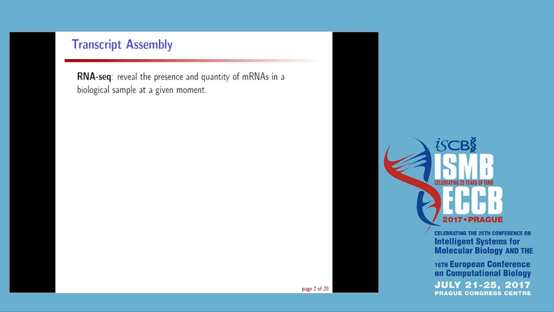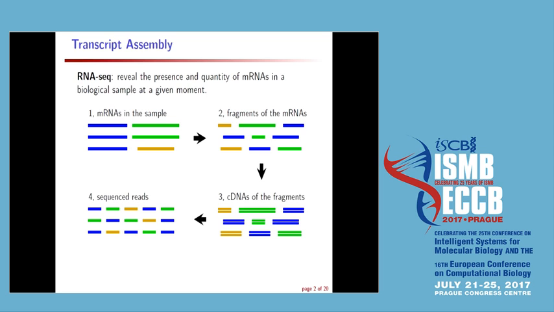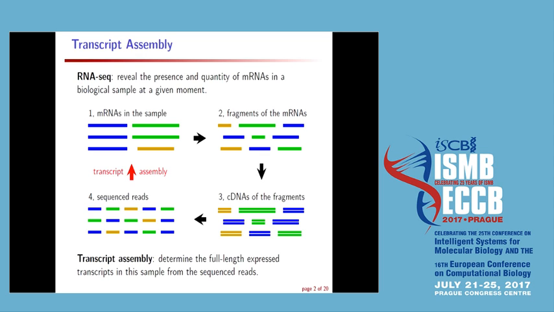RNA-seq is a widely used technology to identify and quantify expressed transcripts in a sample. The typical protocol of RNA-seq is as follows. We first prepare the samples with mRNA molecules, and then we create fragments of those molecules, and then we reverse transcribe those fragments into cDNAs. And finally, we sequence those cDNAs to get sequencing reads. The problem of reconstructing the full-length transcripts from the sequencing reads is called transcript assembly.